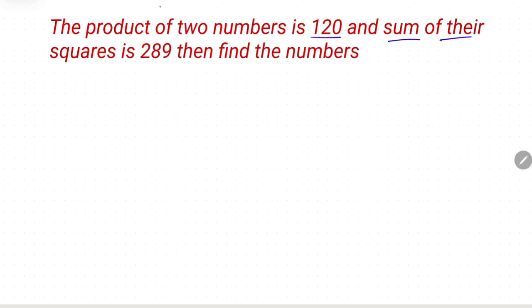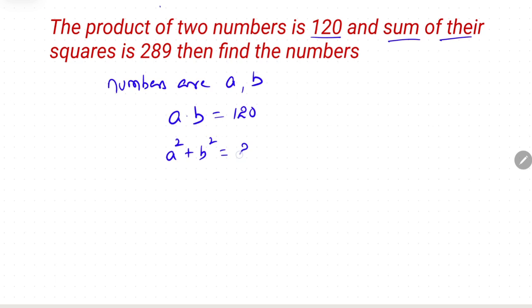Now coming to the answer, I am taking the numbers as a comma b, you can take any variables. By the problem, I am writing a into b is equal to 120, so the product of the two numbers is 120. Now the sum of their squares, a power 2 plus b power 2, is equal to 289.